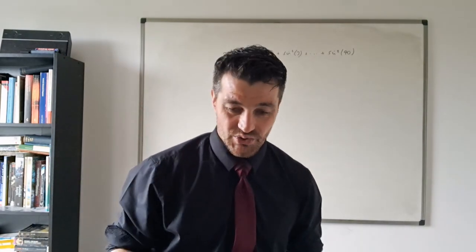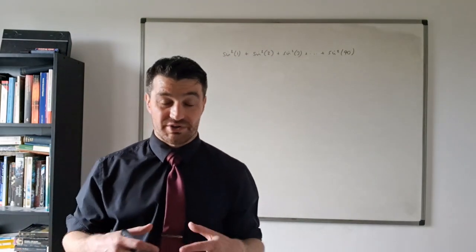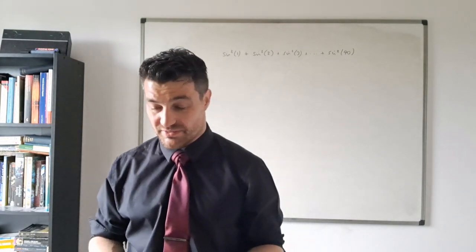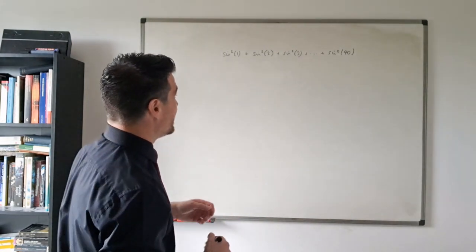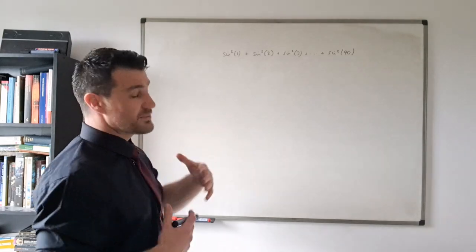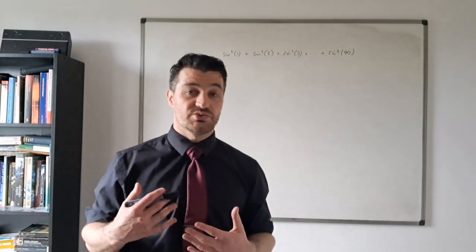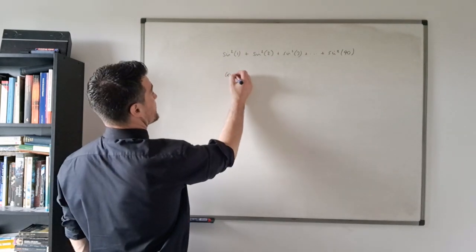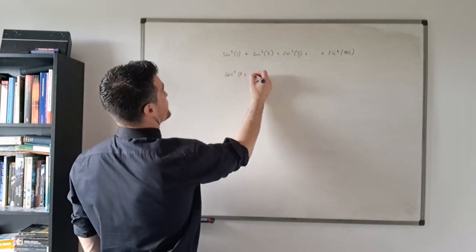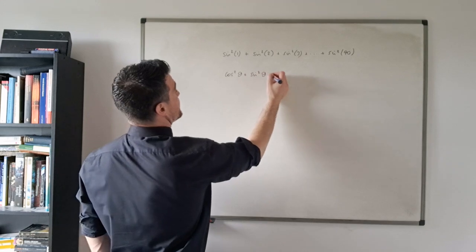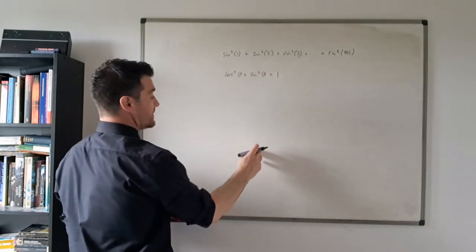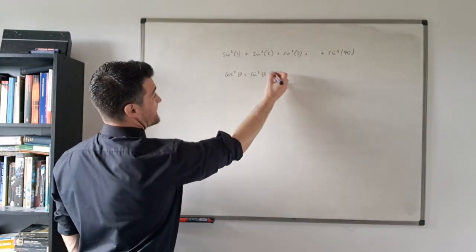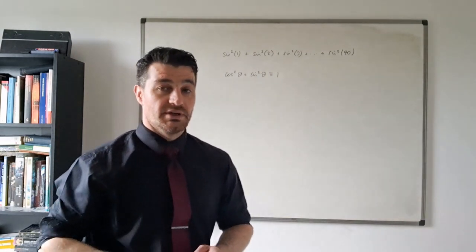Anyway, I'm going to give my solution to this problem, and what it comes down to is creative use of a certain trigonometric identity. Which one? This one. Cos squared theta plus sine squared theta is equal to 1. Okay, it's identically equal to 1.